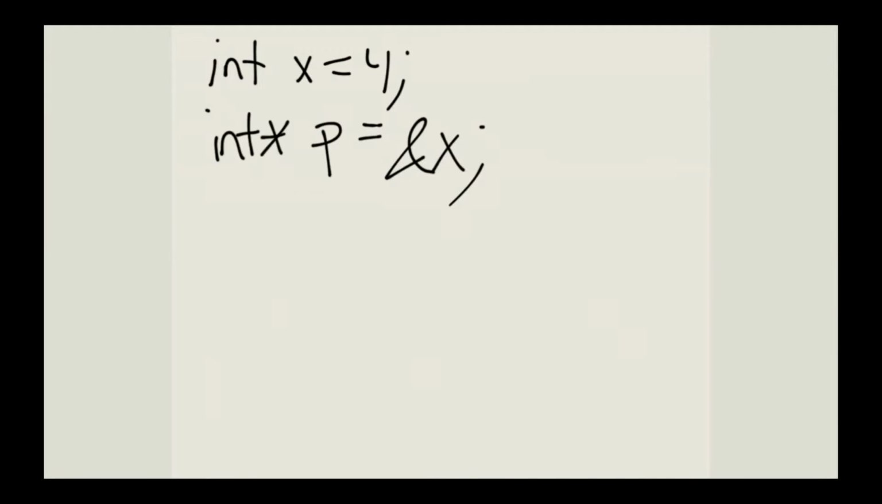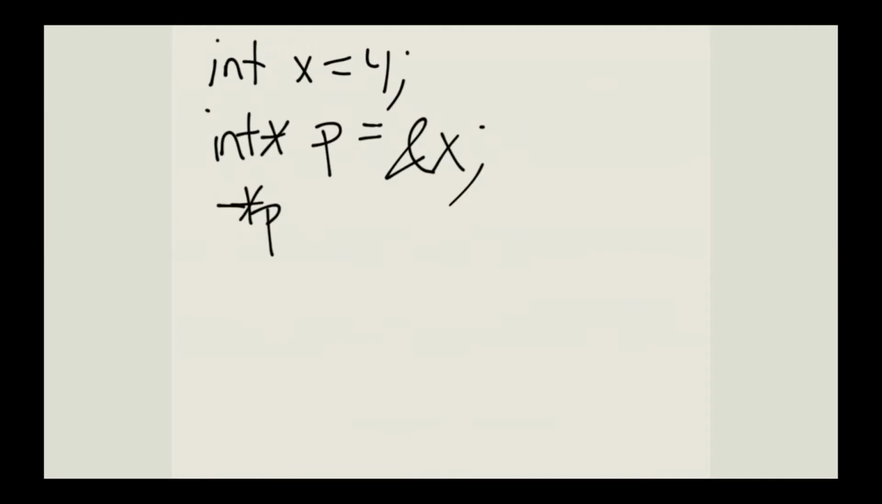So now I have the pointer p, and anywhere in my code I can use star p, or I could use x. It'll be the exact same thing. So I guess star p, so what is this doing? What does that star mean? It means the value at that.